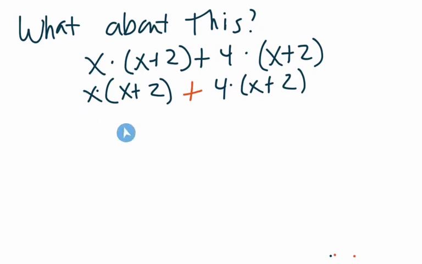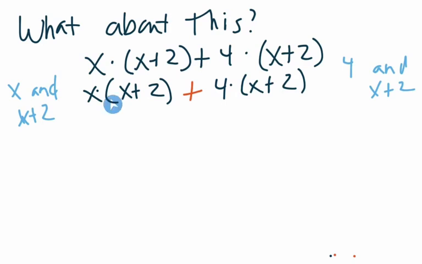The factors of this expression over here are the x and the x plus 2. And I know that's weird to think of, like, wait a minute, the x plus 2 is a factor, but it is. So this is x times x plus 2. Those are the two things that are being multiplied. Over here, you have two things being multiplied. You have a 4 and an x plus 2. So now the question is, what do they have in common? Well, we can see they have the x plus 2 in common.